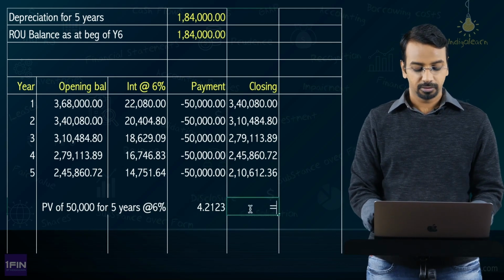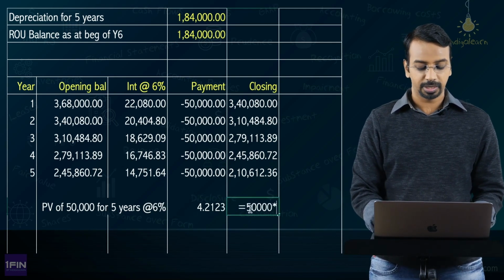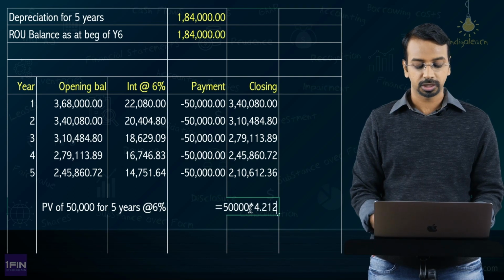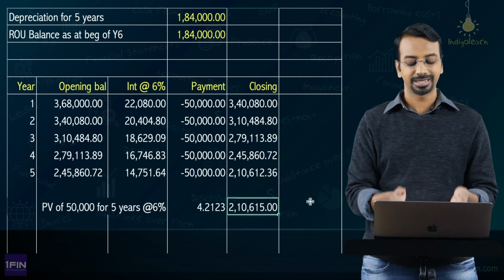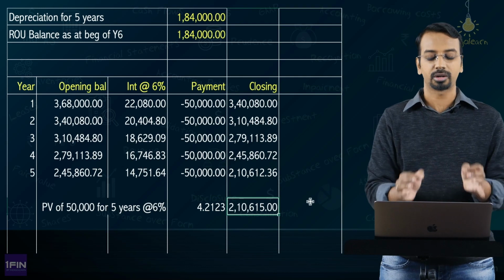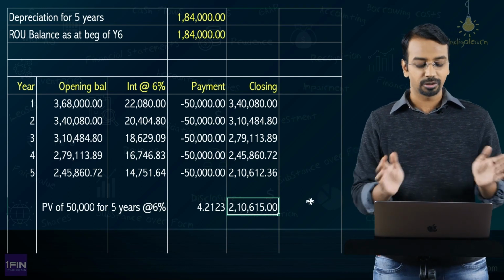So the value will be 50,000 multiplied by 4.2123. That comes to 2,10,615. A small rounding off difference. Okay, so either way you can do it.